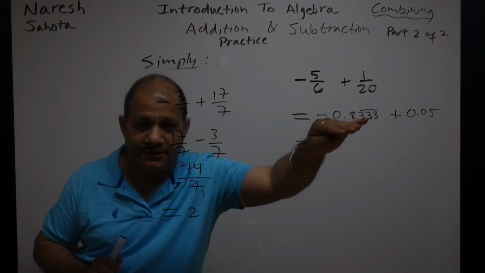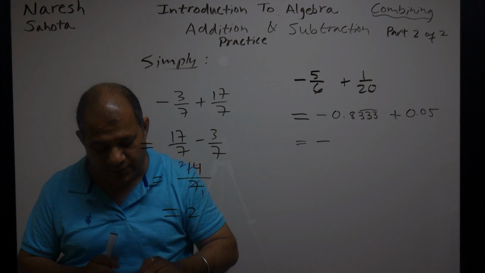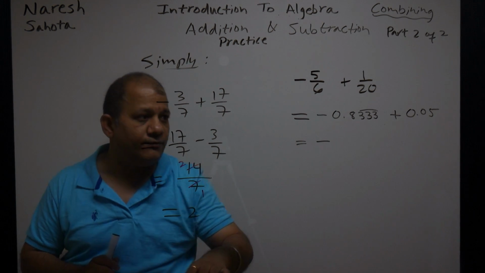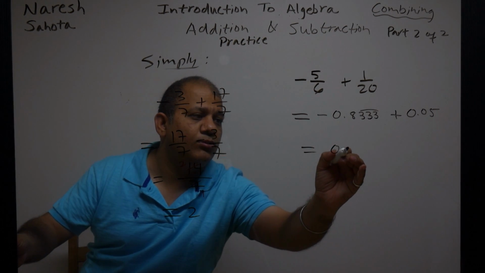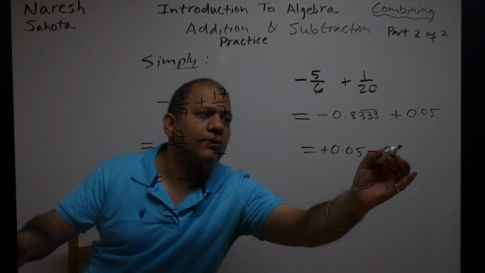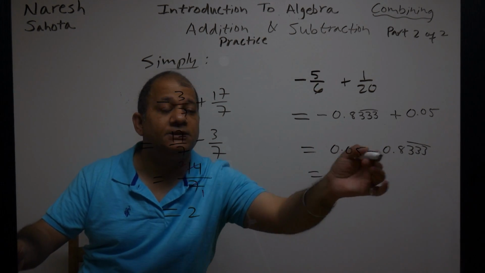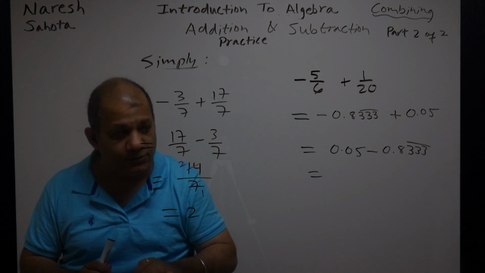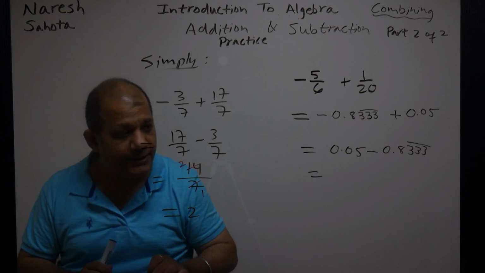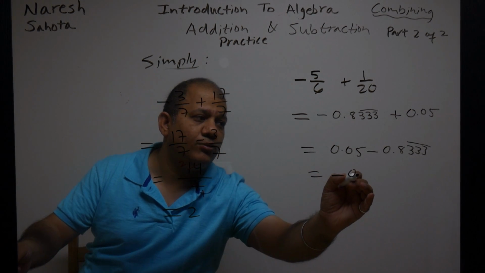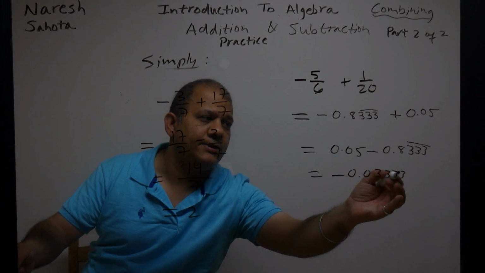Okay, so now negative 0.8333 is bigger in magnitude than 0.05, so overall our answer is going to be negative. Actually here, let's write the positive number first. So I can say this is 0.05 minus 0.8333 repeating, and I don't need the plus here. Now you can punch this in your calculator, and that will be your answer. So 0.05 minus 0.8333, this will become negative 0.03333. That's what I'm getting.